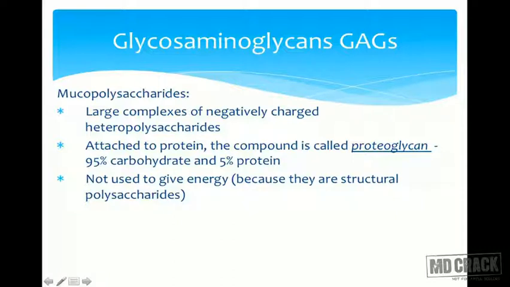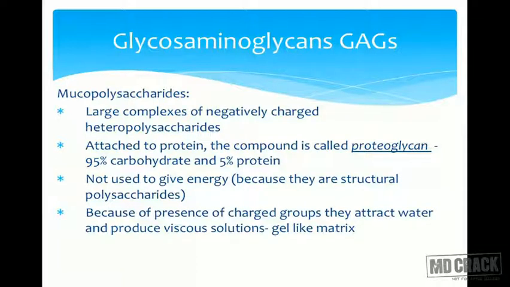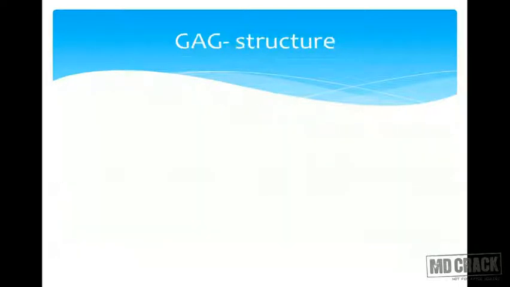Heteropolysaccharides or the mucopolysaccharides, glycosaminoglycans, are not used to give energy because they are the structural polysaccharides. They form the structure of the human body. In this, they are important. But because of the presence of various charged groups, because they have a lot of negative charges, they attract water, produce viscous solutions and form a gel-like matrix, and that is where mucopolysaccharides are important.